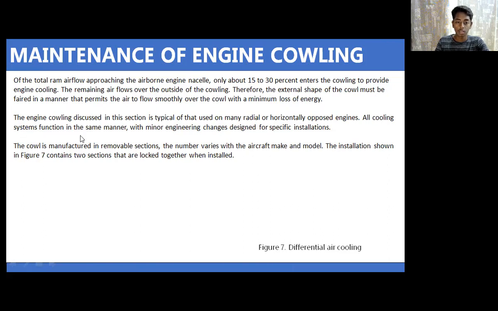The engine cowling discussed in this section is typical of that used on many radial or horizontal opposed engines. All cooling systems function in the same manner, with minor engineering changes designed for specific installations, depending on the particular engine or aircraft size. The cowl is manufactured in removable sections. The number varies with the aircraft make and model. The installation shown in figure 7 contains two sections that are locked together when installed.